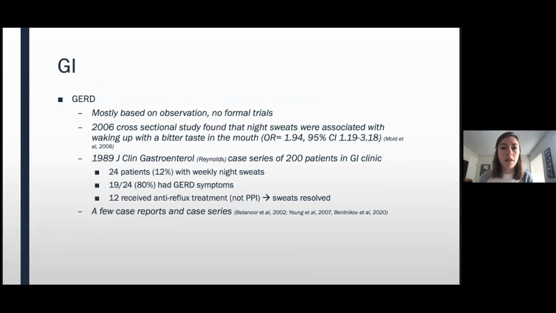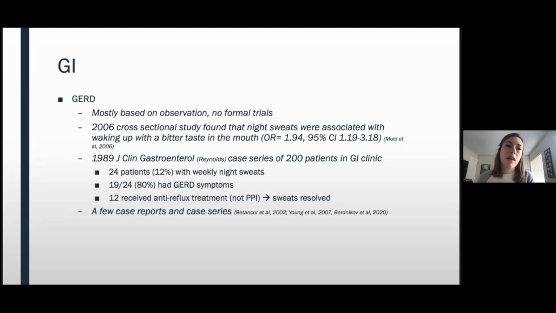And then GERD symptoms, which Cody mentioned in the chat. This was one of the things I was most interested to learn can cause night sweats: acid reflux. This is really based on observation, with no formal trials. A cross-sectional study found that night sweats were associated with waking up with a bitter taste in the mouth. They did not go further to say whether those patients were experiencing GERD, but I'm assuming that's what it was.